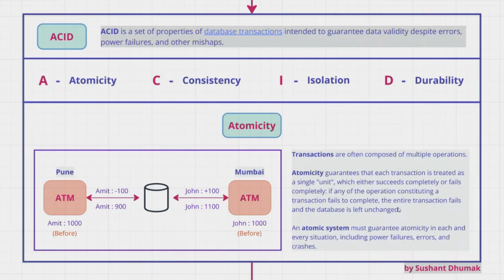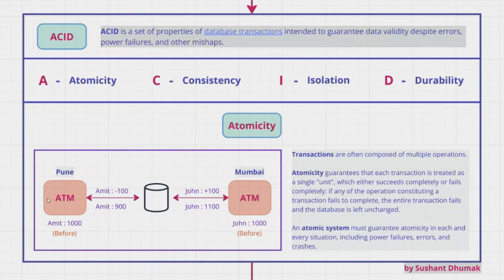And as mentioned, an atomic system must guarantee atomicity in each and every situation, whether it is a power failure, error, or crash, it doesn't matter. Let's look at an example to understand this better. In this diagram, there are two friends. One is staying in Pune, Amit, who has 1,000 rupees in his account, and another one is John, who's staying in Mumbai, who again has 1,000 rupees in his account.